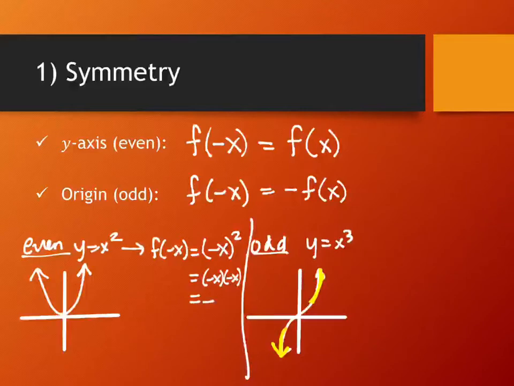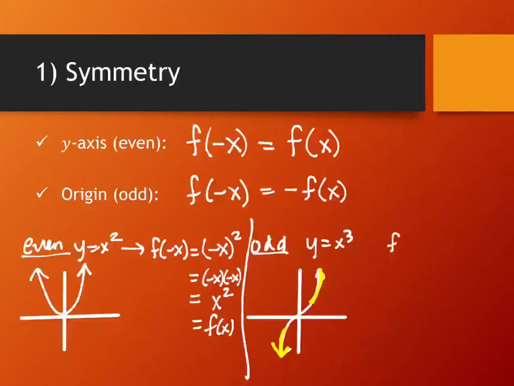Yeah, it becomes a positive, right? Negative times a negative is a positive. So I end up with x squared. But this is the same as I started with. It was my original function. None of the signs changed. That's what happens when you have an even function. None of the signs change by doing this.